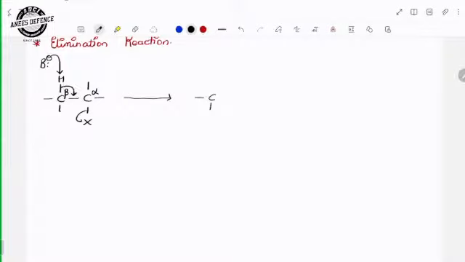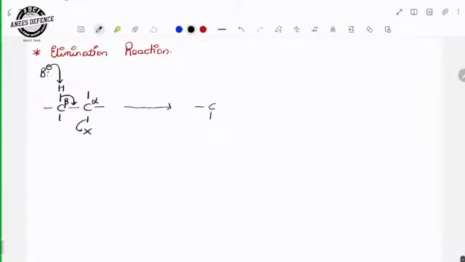C, single bond, hydrogen. It looks like it is Markovnikov rule. No, it is not Markovnikov rule. In the Markovnikov rule, a halogen will be added. Here it is being removed. Only that is different. In Markovnikov rule, something has been added.